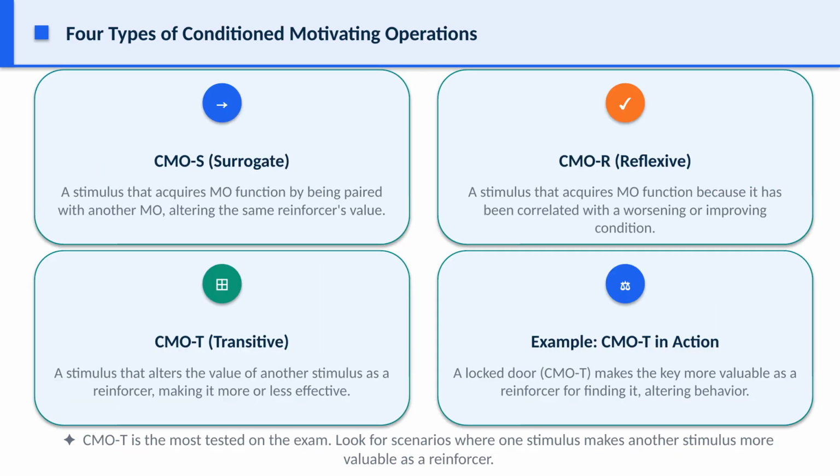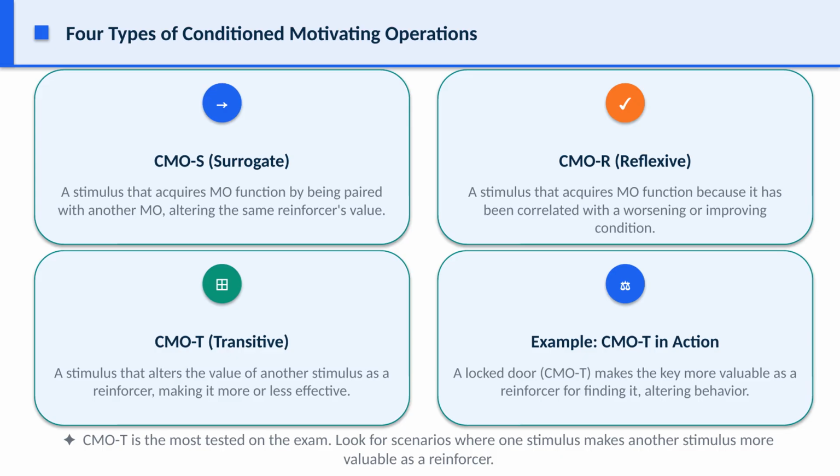This slide breaks down the 4 types of conditioned motivating operations, each of which temporarily alters a reinforcer's value and evokes behavior. A key distinction from stimulus control, which involves a discriminative stimulus signaling reinforcement availability. First, CMO-S, surrogate, gains its motivational function through pairing with another MO, like a neutral sound becoming an EO after being paired with food deprivation.